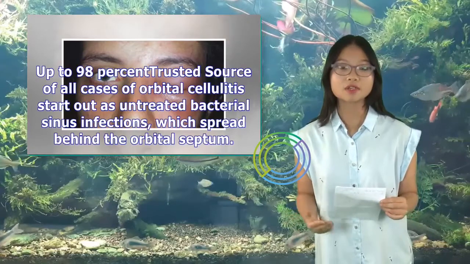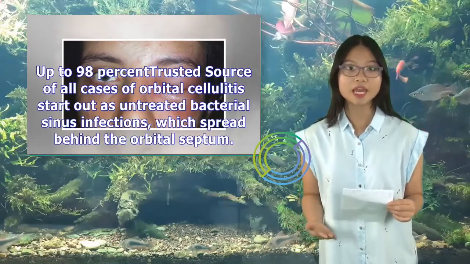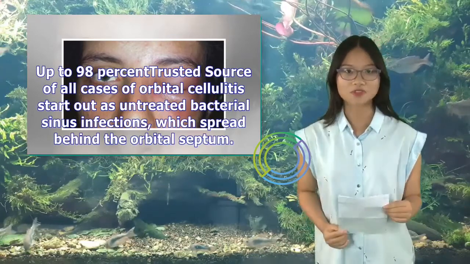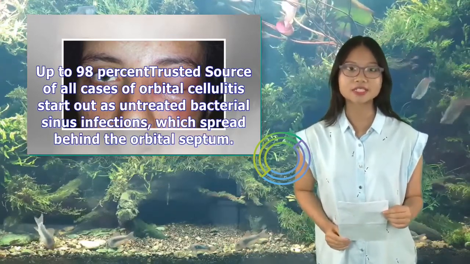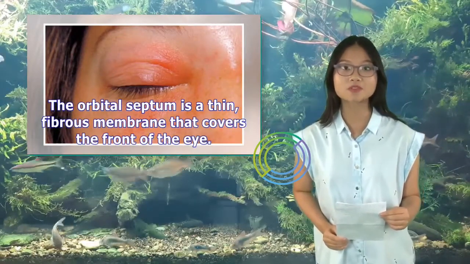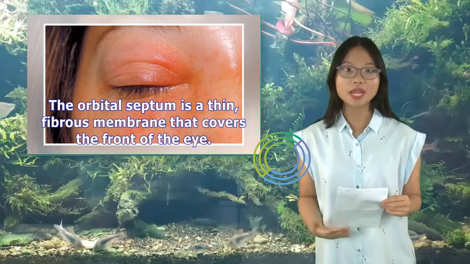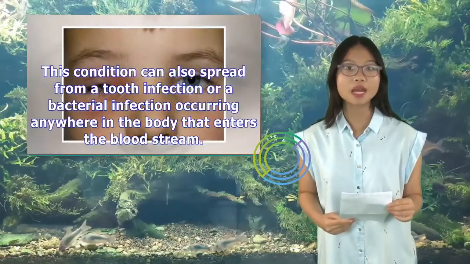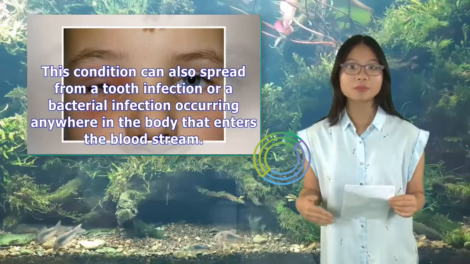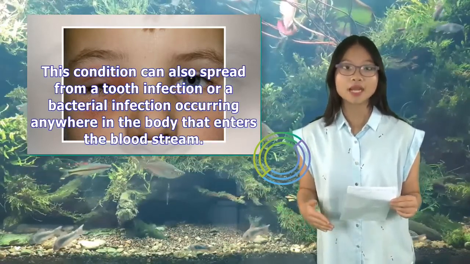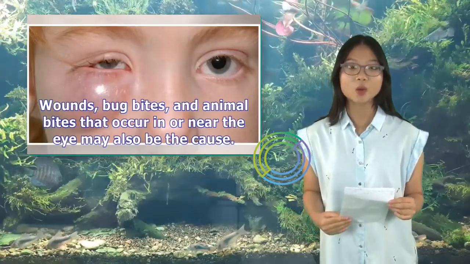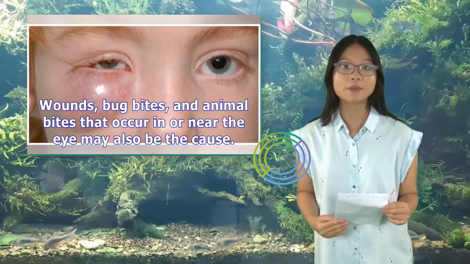Up to 98% of all cases of orbital cellulitis start out as untreated bacterial sinus infections, which spread behind the orbital septum. The orbital septum is a thin, fibrous membrane that covers the front of the eye. This condition can also spread from a tooth infection or a bacterial infection occurring anywhere in the body that enters the bloodstream. Wounds, bug bites, and animal bites that occur in or near the eye may also be the cause.